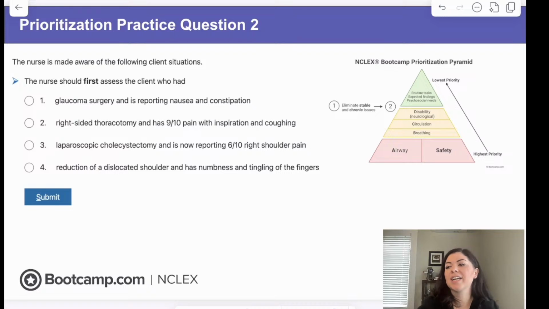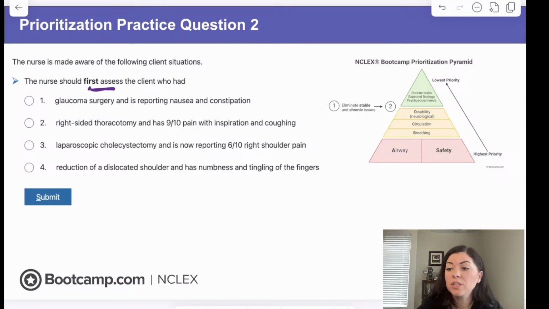So now let's look at question 2. The nurse is made aware of the following client situations. The nurse should first assess which client. So once again, this is another one of these priority questions that is asking us to identify the highest priority or most sick client. So let's look at our options.